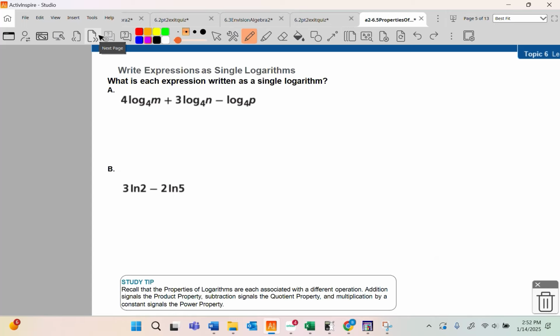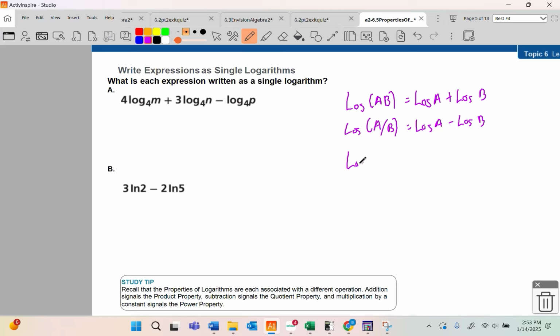We're going to use all the same properties, and I am going to write them down. A log that contains the elements a and b is log a plus log b. A log that contains a over b is log a minus log b. And a log that contains something with an exponent is r log a.